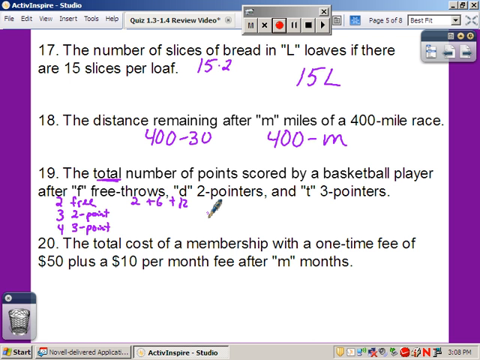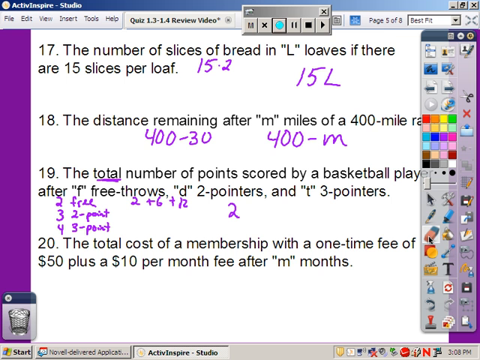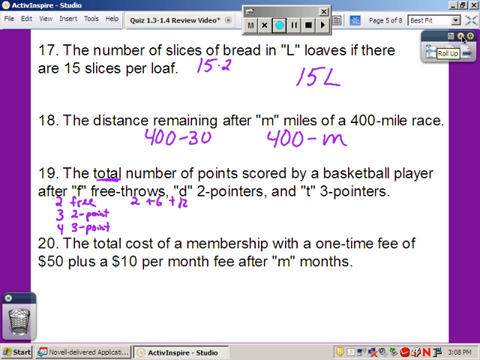What I really did was take 2 times the number of free throws, so that's 2F. But see, free throws are only worth 1 point, so I don't really need a 2 there. What I actually need is not how many free throws, because I just made that up. I want F free throws. And I'm not going to multiply them by anything because it's just times 1, right?